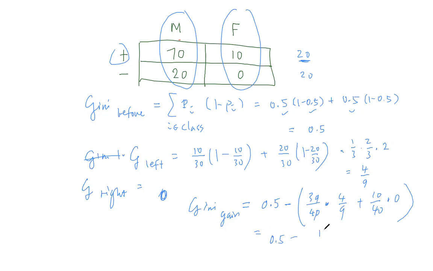So you get 0.5 minus 12 over 36, so that is 1/3. So that is 1/2 minus 1/3, so it's 1/6. So Gini gain is like this. Actually, the Gini gain for two classes is trivial, because you know that you will just split it to male and female. So it's actually not that interesting.